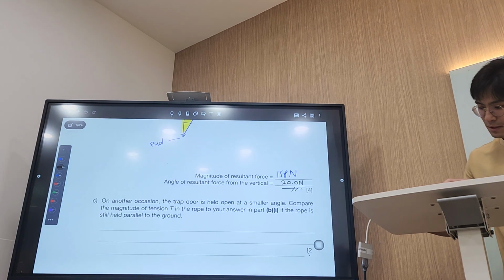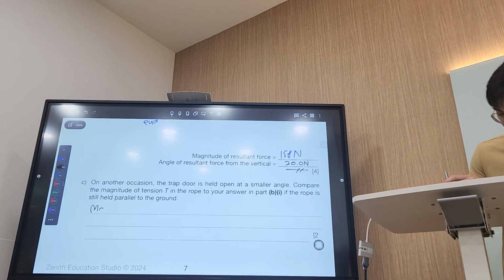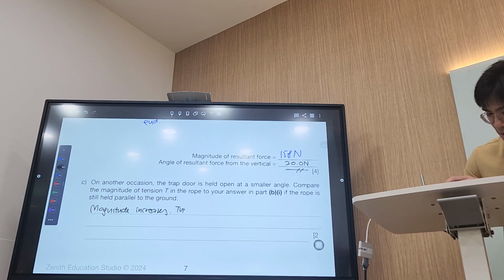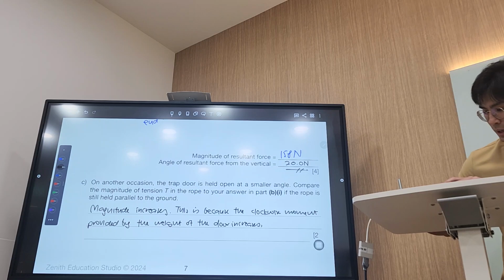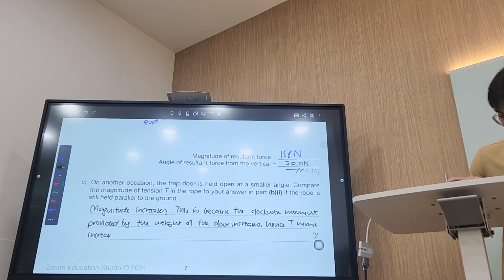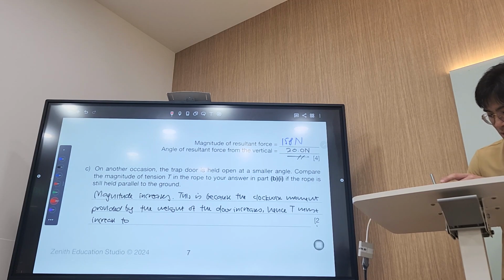So how are you going to say it? Compare, so we just say magnitude increases. Why does magnitude increase? This is because the clockwise moment provided by the weight of the door increases. Hence, T must increase to maintain equilibrium.